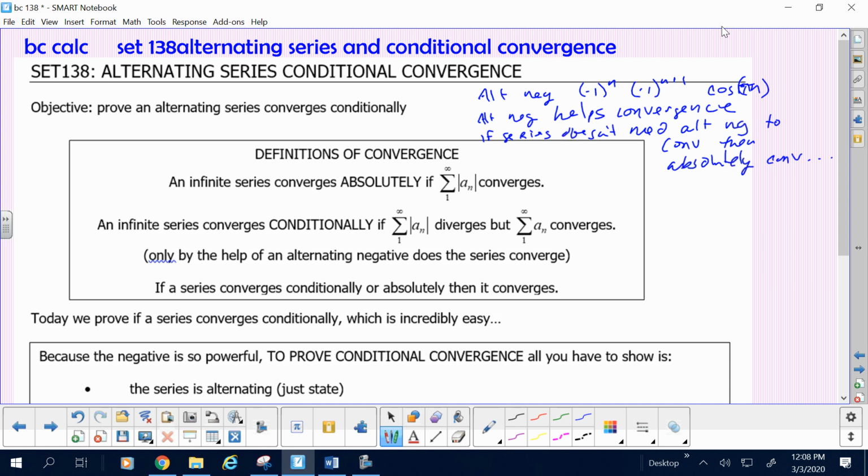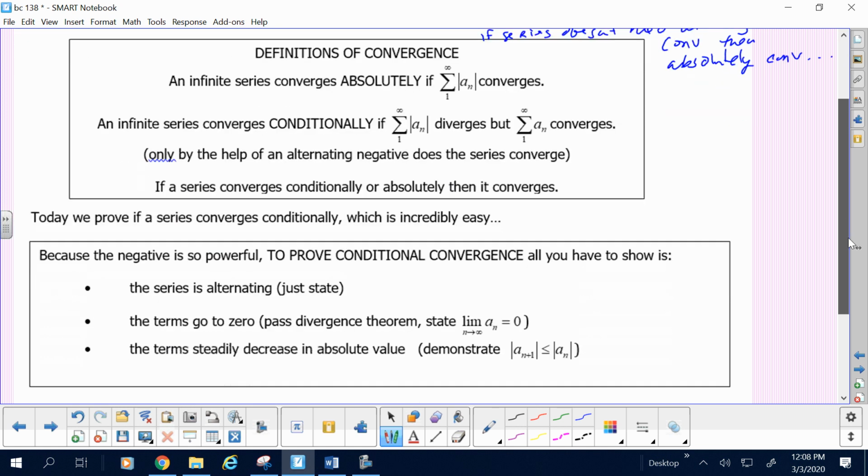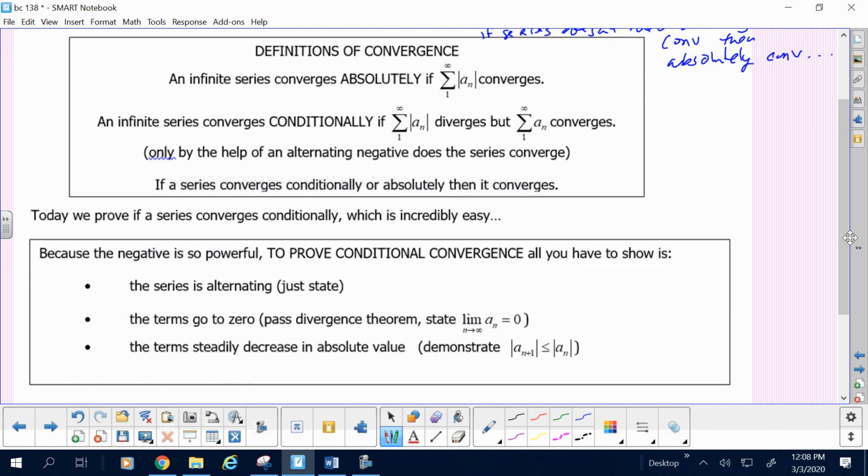So how do you prove conditional convergence? It's really a low bar to meet. It's pretty easy to converge conditionally because the alternating negative does so much. An infinite series converges conditionally if it doesn't converge absolutely, but the series does converge by virtue of the alternating negative. Okay, so you can't converge absolutely and conditionally.